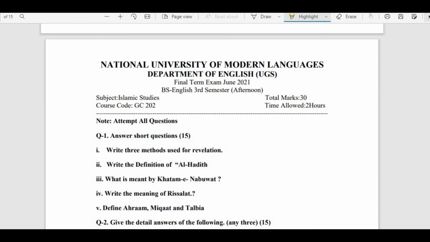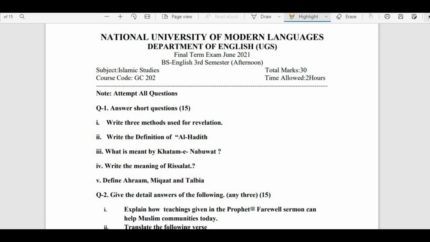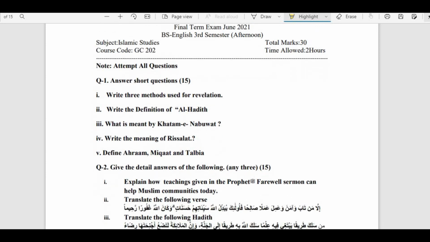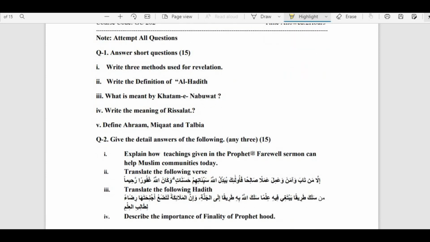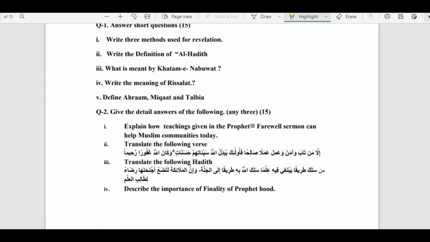You can argue by giving references and by highlighting the character of those women from the stories. And Islamic studies: answer short questions. Write 3 methods used for revelation, write the definition of al-hadith, what is meant by khatm-e-nabuwat, write the meaning of risalat, and define ihram, miqat and talbiya.